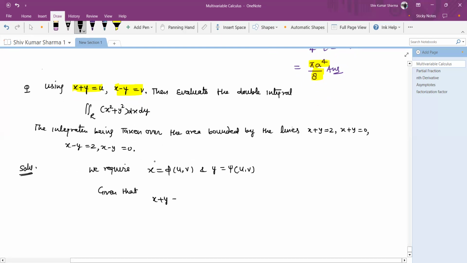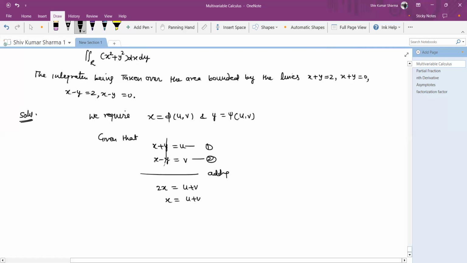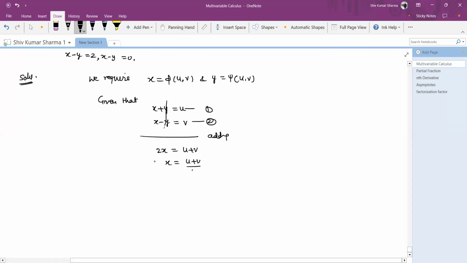Here we write down, given that x plus y is equal to u. This is our equation number 1. x minus y is equal to v. This is our equation number 2. Now we add these two. When we add these two, y cancels. This gives us 2x is equal to u plus v. So x is u plus v upon 2. This is our equation number 3.